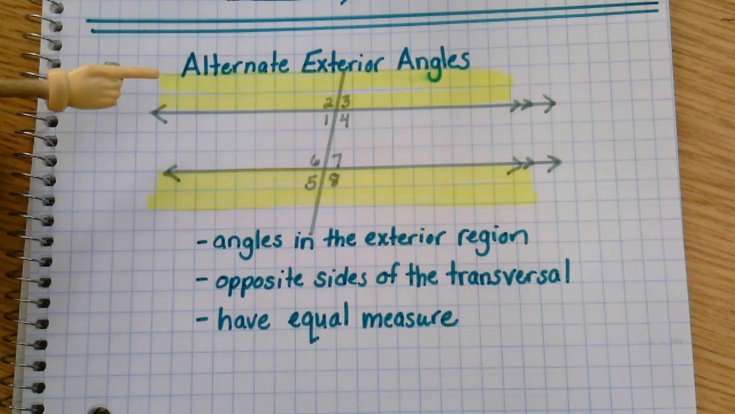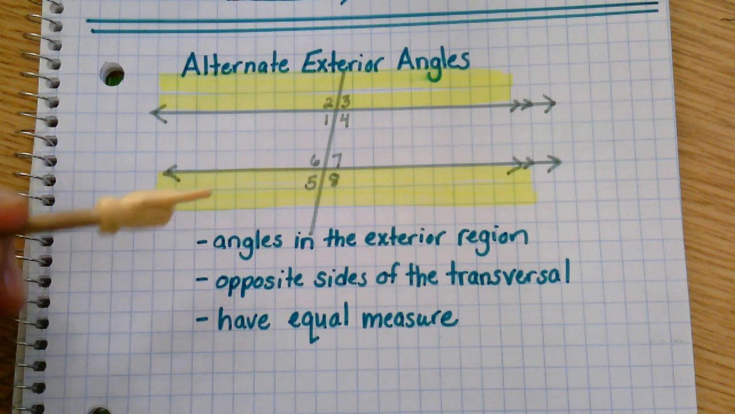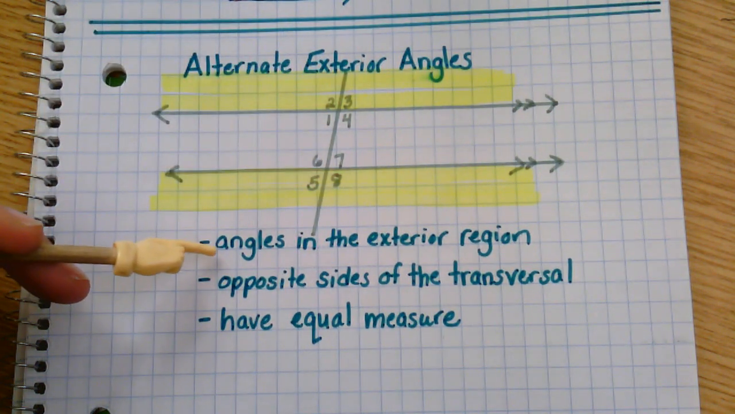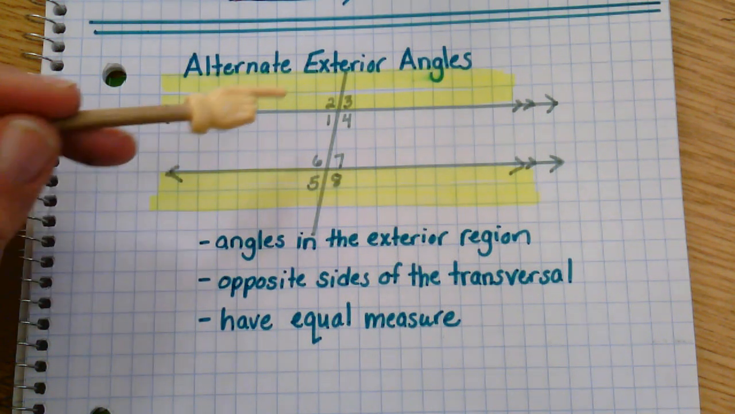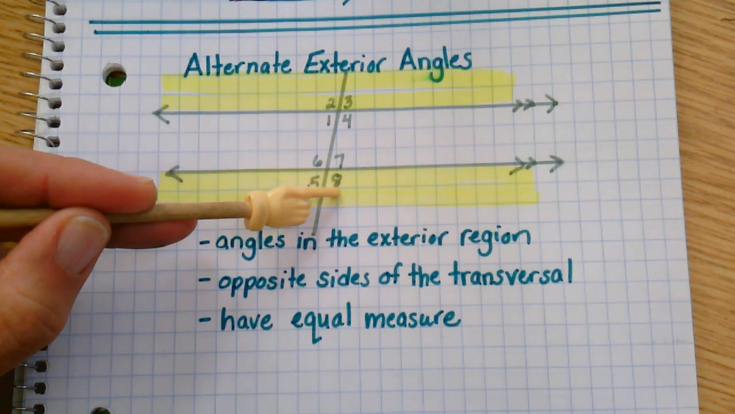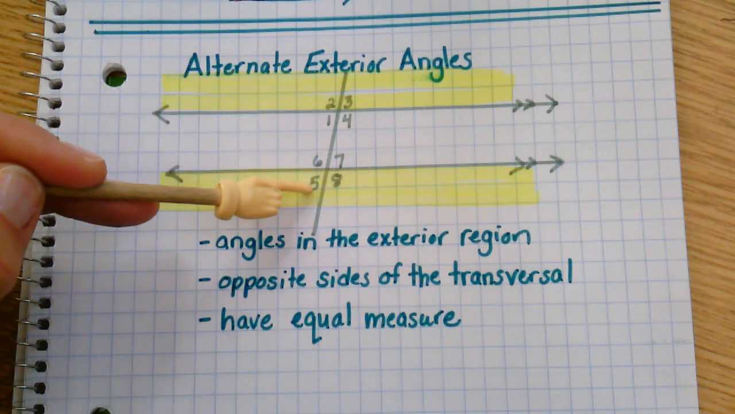Okay, our last angle relationship in this lesson is alternate exterior angles. Alternate exterior angles are angles that are in the exterior region, and I've highlighted these. So angles 2, 3, 5, and 8 are in the exterior region. They are on opposite sides of the transversal. So, for example, angle 2 and angle 8 are on opposite sides of the transversal, or 3 and 5 are on opposite sides of the transversal.